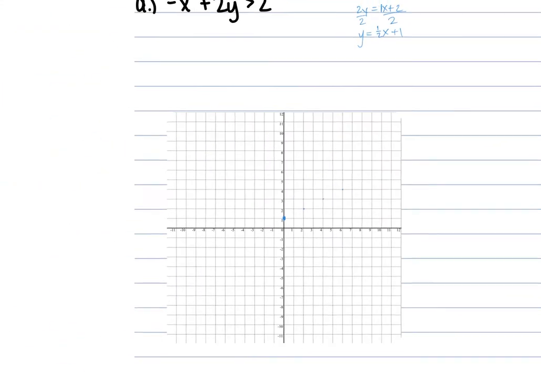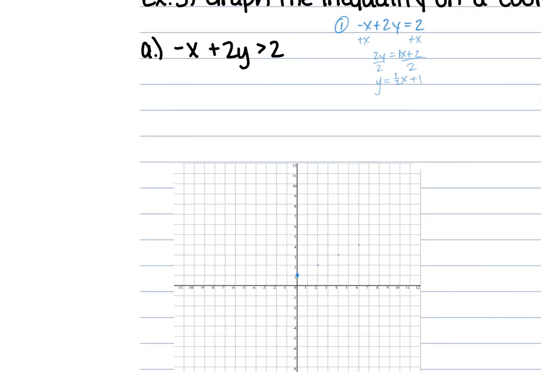So we're going to start at 1. And how am I going to move? Sebastian? Up 1 to the right 2, up 1 to the right 2, up 1 to the right 2. Now, before we can draw a line, we need to know what kind of line it needs to be. Andrew? Dotted. Why? Because it's not greater than or equal to. Excellent. So we need a dotted line going in this direction.